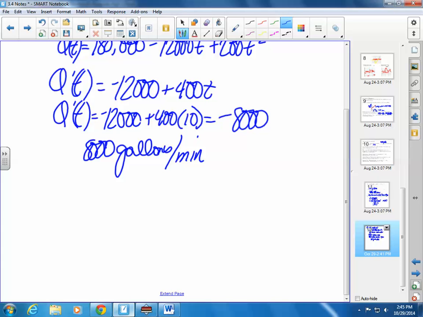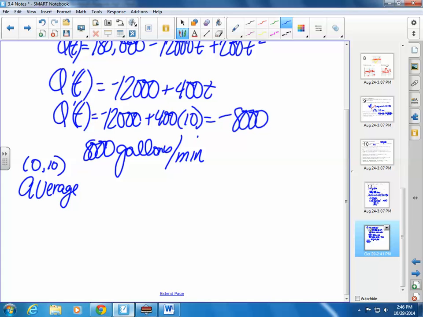What is the average rate at which the water flows out during the first 10 minutes? Yesterday we talked about how fast it was going at that 10 minutes, that's your instantaneous velocity, your instantaneous rate of change. Your average rate of change is over the whole thing. It's the slope of the secant line. So it's your slope formula, basically, from 0 to 10 minutes.